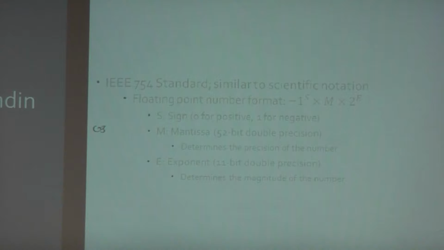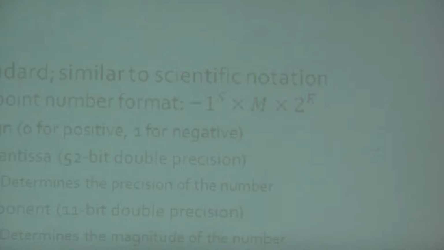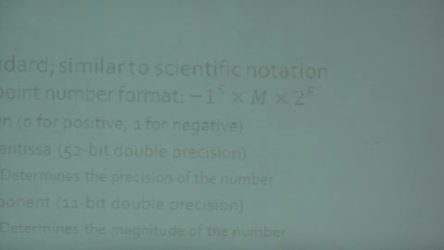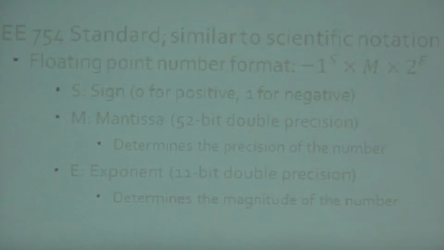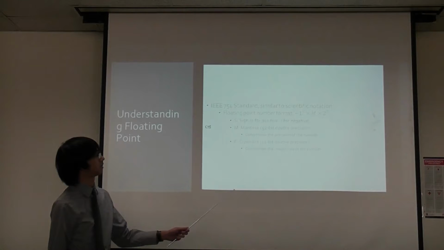Going back to the bit fields, the s stands for the sign. Whether the sign is 0 or 1 determines if it's positive or negative, respectively. Mantissa determines the precision of the number, so the significant digits. And exponent determines the magnitude of the number, how large it is, how small it is. And again, since we're dealing with double precision, mantissa and exponent are 52 bits and 11 bits, respectively.